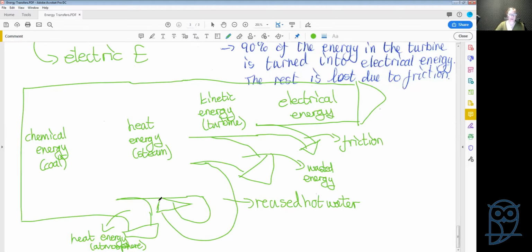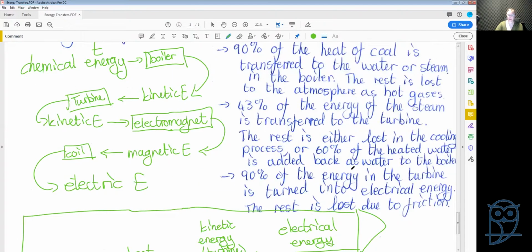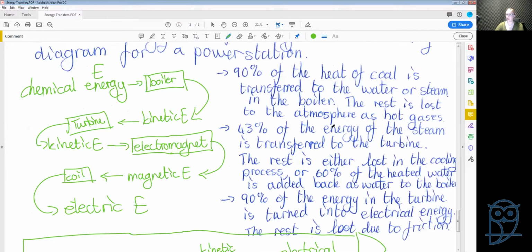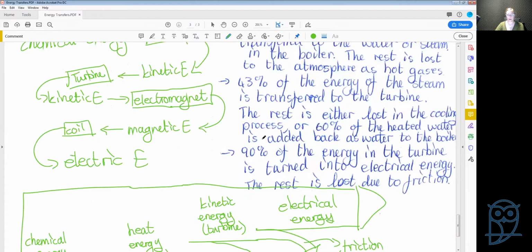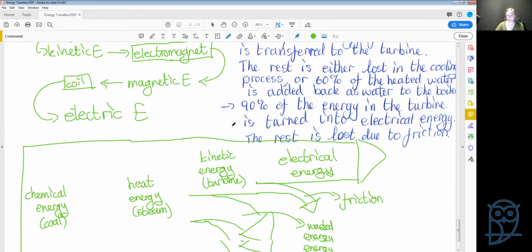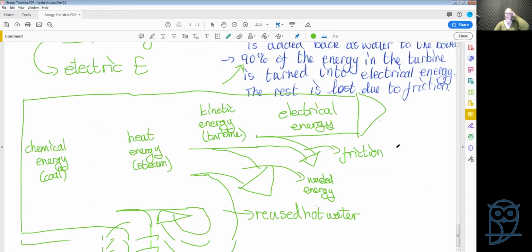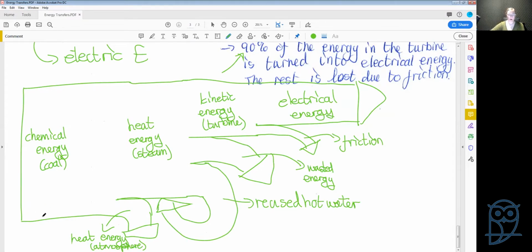This reused hot water, we didn't have to curl back into here. We could have just had an arrow ending over here. So these numbers are also actual numbers that I got from the power stations, from Eskom's website and so forth. So the only number that I'm not sure about is that one there. The 90% of the energy in the turbine gets turned into electrical energy. But in the end, throughout the whole process, a third of the energy that goes in via the coal actually comes out as electrical energy.